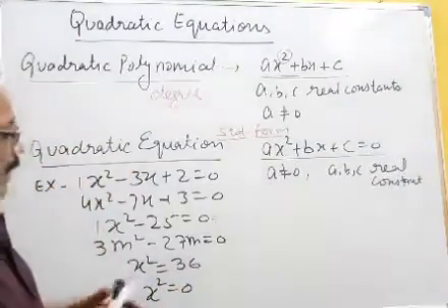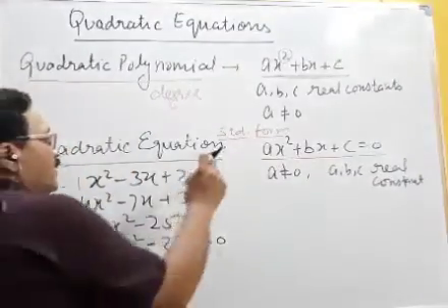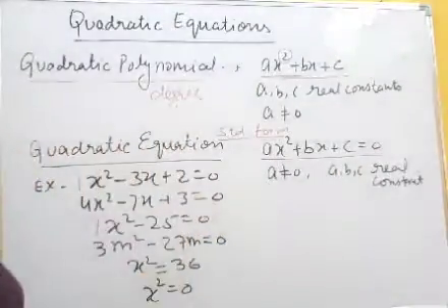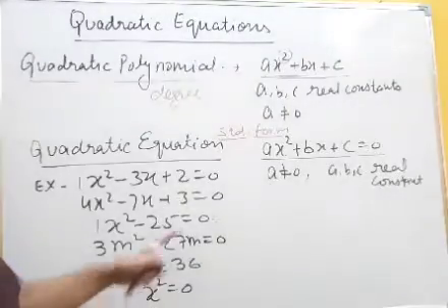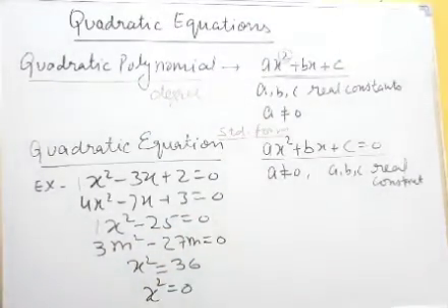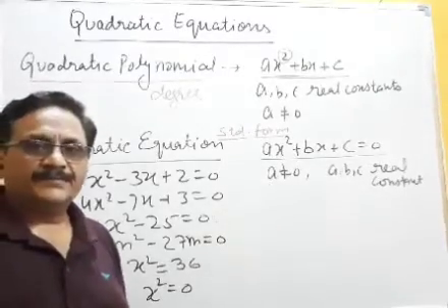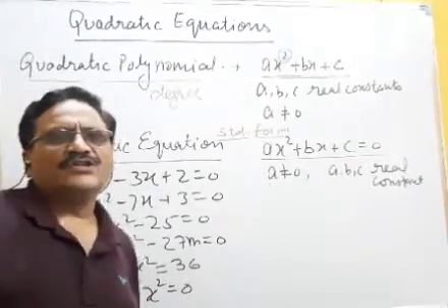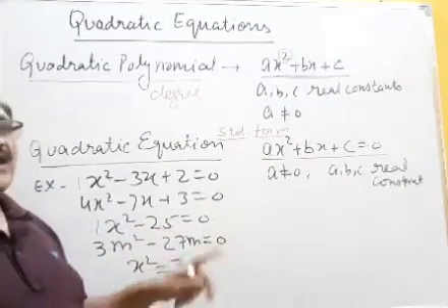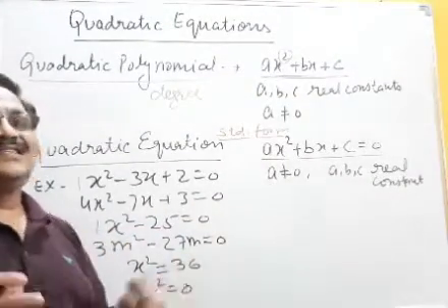If you compare, I am writing the standard form ax square plus bx plus c equal to 0. This is the standard form of a quadratic equation. Here the condition is what? a should not be equal to 0, the same condition as in the quadratic polynomial. And a, b, c are real constants. Maybe you ask this question, sir: ax square plus bx plus c, a should not be equal to 0, what about b and c?